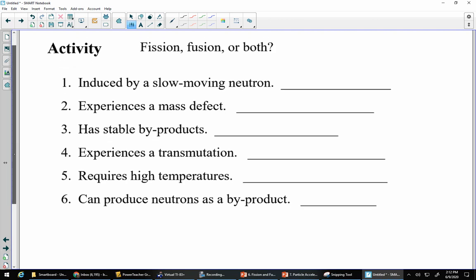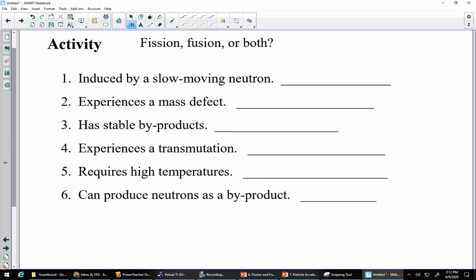Okay, last little game to play here. Fission, fusion, or both? Which one is induced by a slow-moving neutron? Fission, absolutely. Which one experiences a mass defect? I said which one, which was a bit of a trick. It's actually both. Where does the energy come from? Both come from the mass defect. Which one has stable byproducts? Fusion.